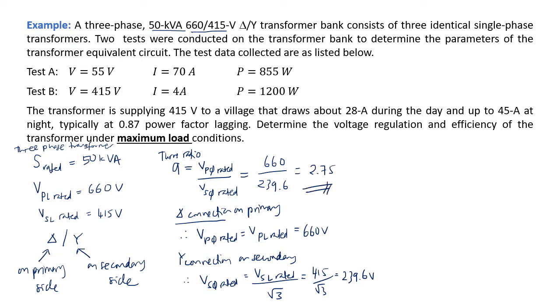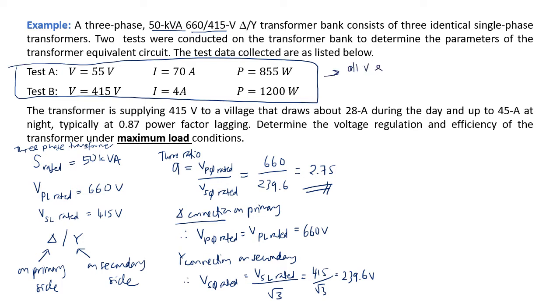Now then, we are given the test information. What you must understand from the test information is all voltages and currents are given as V line and I line. That means all voltages and currents are line voltages and line currents, and the power given is a three-phase power.